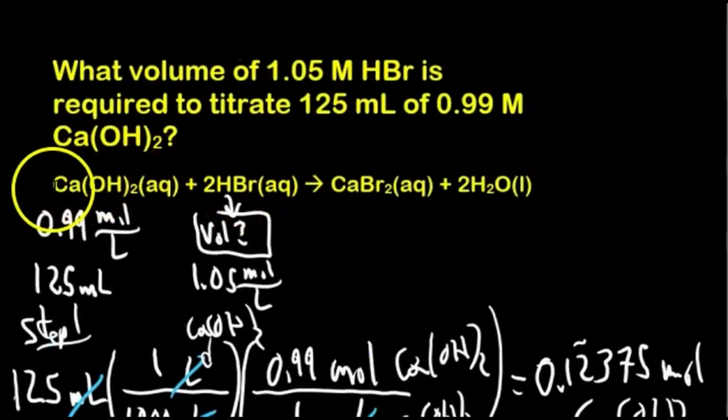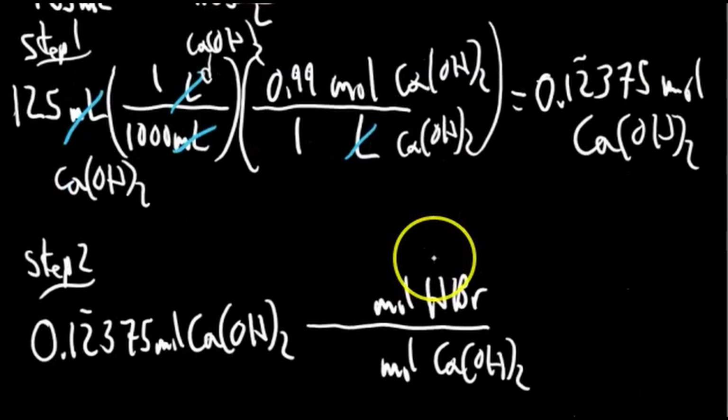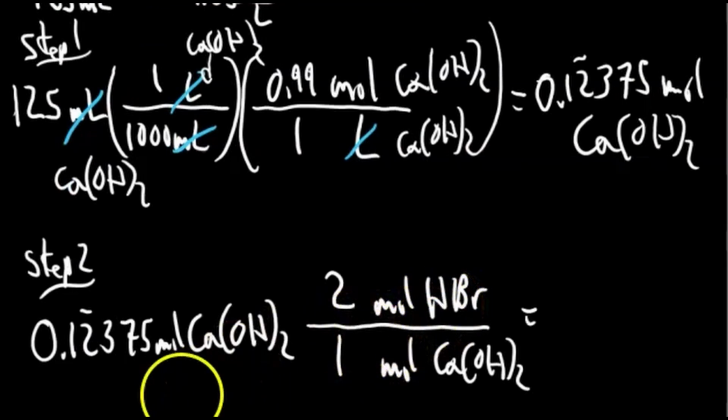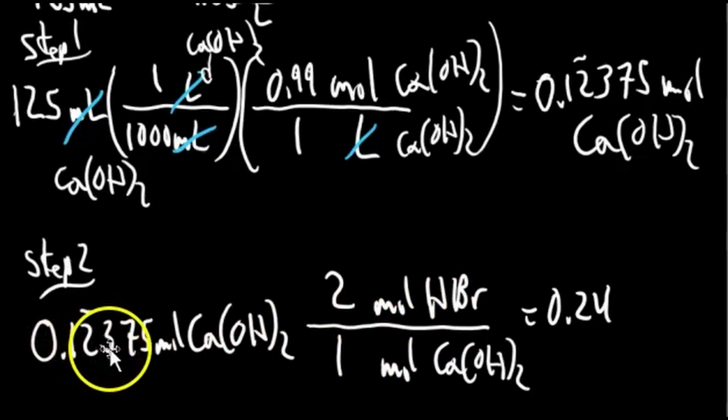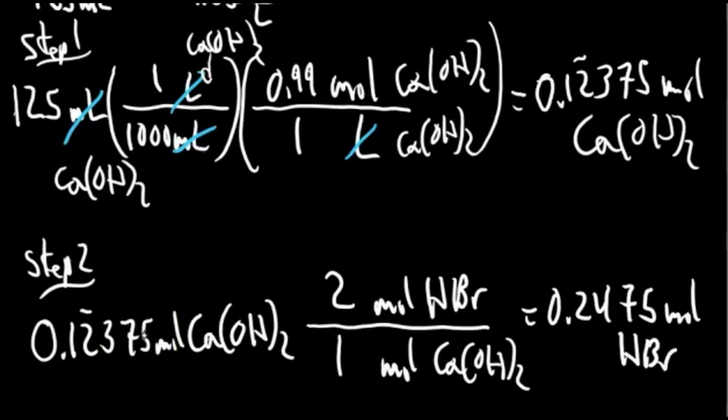The chemical equation tells us that for every 1 mole of calcium hydroxide that reacts, it reacts with 2 moles of HBr. So there's 2 moles of HBr for every 1 mole of calcium hydroxide. I'll do this in my head: 0.2475 moles of HBr. Let me know if I'm wrong in the comments, but I think that's right. Mental math, moles of HBr.